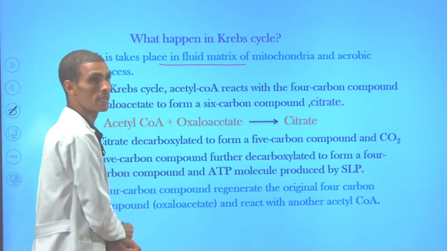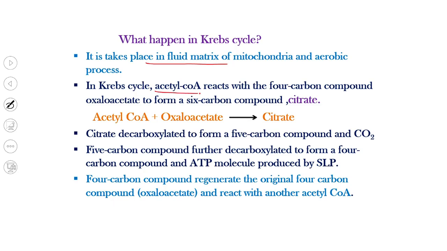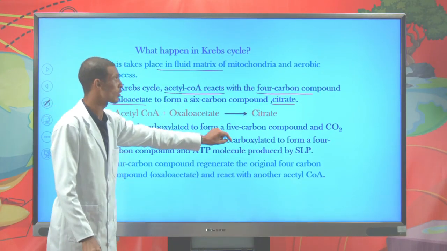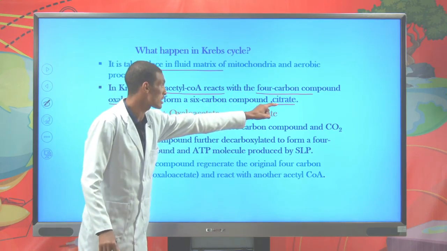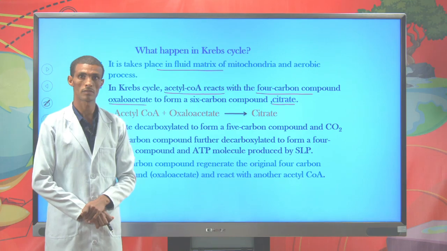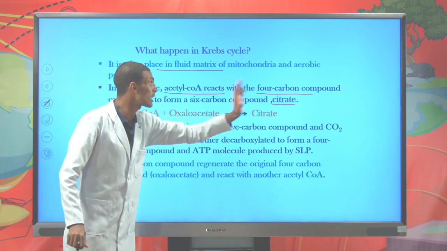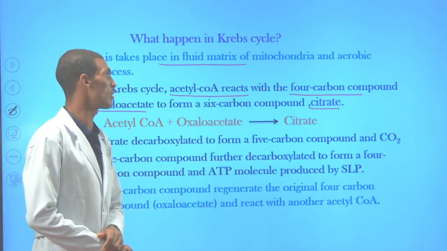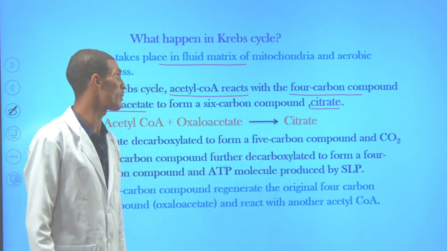Here in the Krebs cycle, acetyl-CoA, which came from the link reaction as a link between glycolysis and the Krebs cycle, reacts with the 4 carbon compound oxaloacetate to form a 6 carbon compound called citrate. There is a binding of acetyl-CoA with oxaloacetate, and an enzyme catalyzes the process.